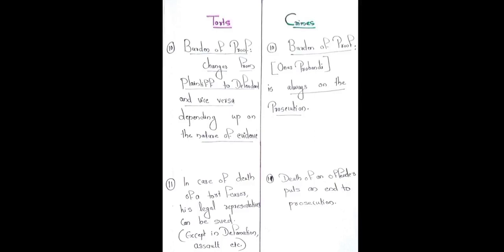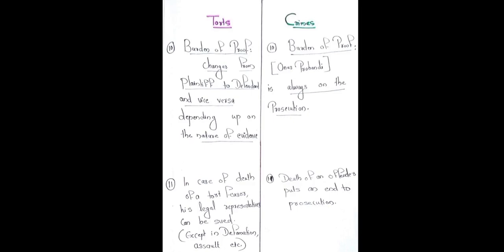Generally, crime is not a pardonable offense. It is pardoned under certain circumstances by the sovereign power only. Number 10, burden of proof. Burden of proof changes from plaintiff to defendant and vice versa depending upon the nature of evidence in cases of torts, whereas in crimes, the onus probandi or burden of proof is always on the prosecution.